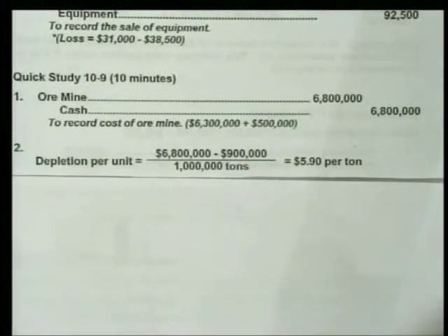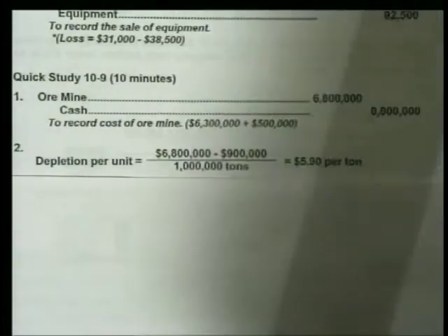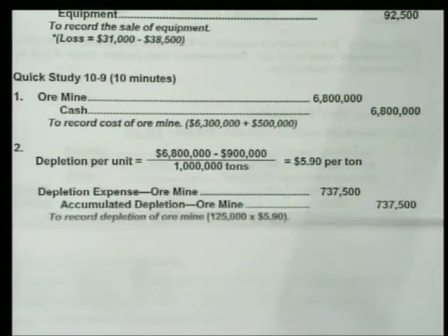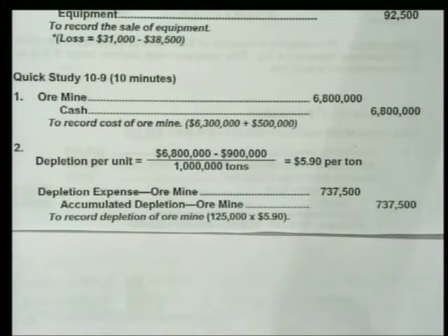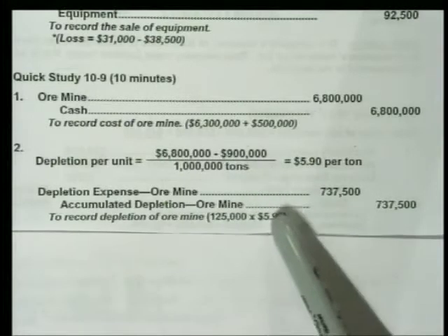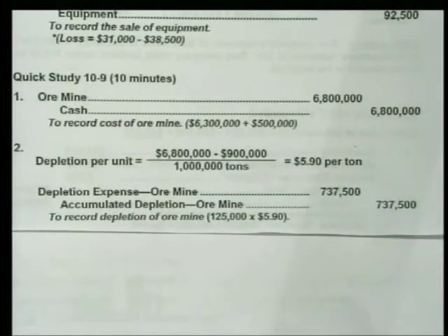First thing we need to do is figure out, now we're not talking about depreciation here, we're talking about a similar concept, but we call it depletion. How much are we going to deplete per unit? We take the total cost of $6.8 million minus the salvage value of $900,000 divided by 1 million tons, which is the total amount of tonnage we think that's in that mine. Thus, we are going to deplete $5.9 per ton. Well, how many tons did we extract? 125,000. So if you take 125,000 times the 5.9, you get $737,500. Okay?